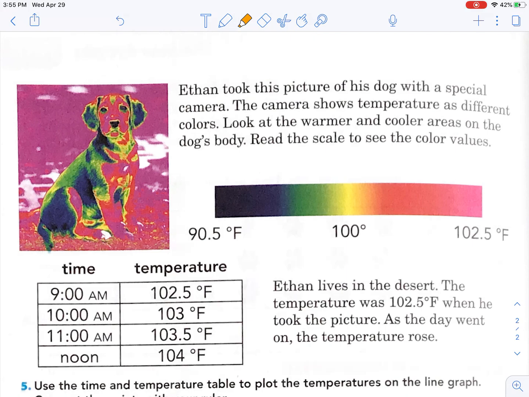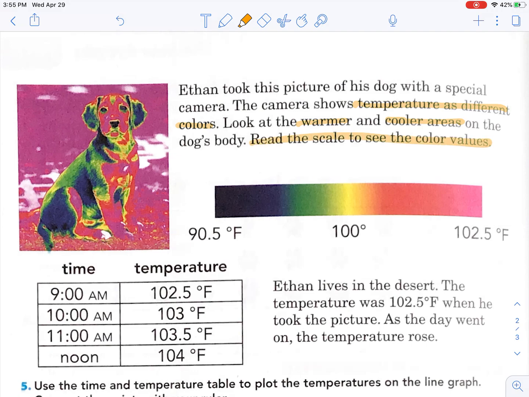Okay, so Ethan took this picture with a special camera. They used to have this in the zoo, in the inside area where the snakes are. It measures your temperature. They also have one at OMSI too. Ethan took this picture of his dog with a special camera. The camera shows temperature as different colors. Look at the warmer and cooler areas of the dog's body. Read the scale and see the color values.